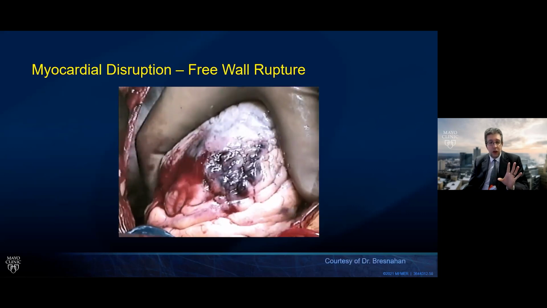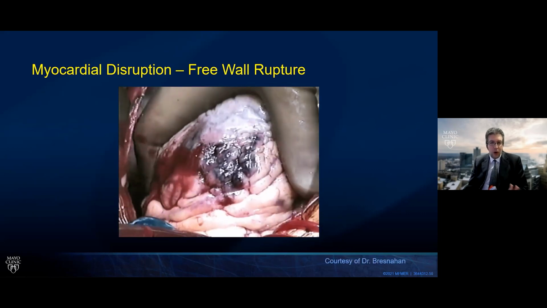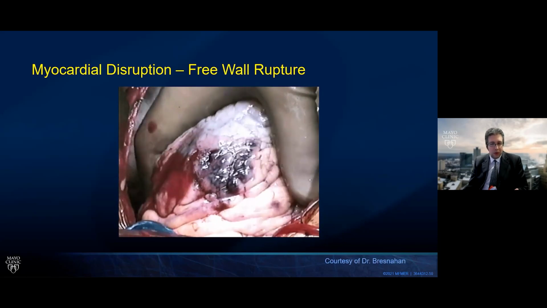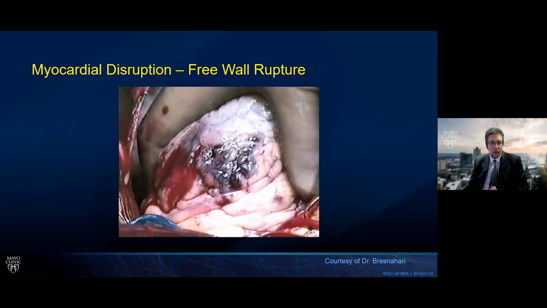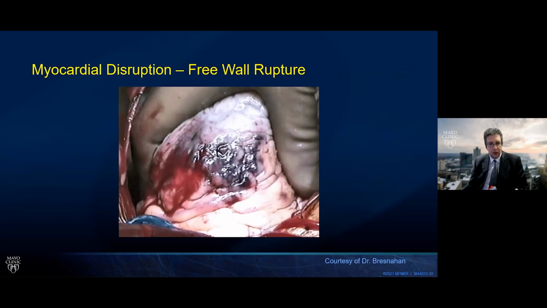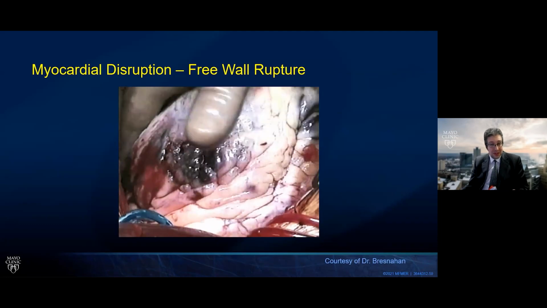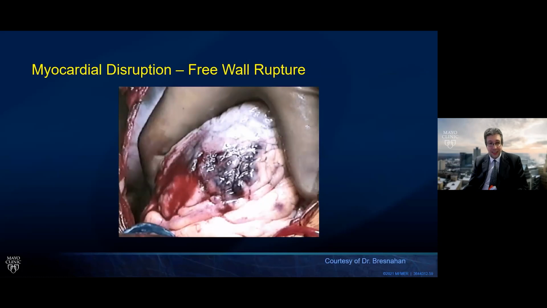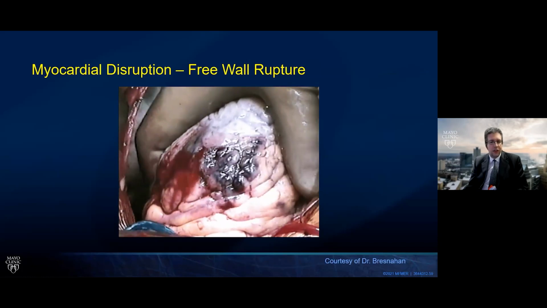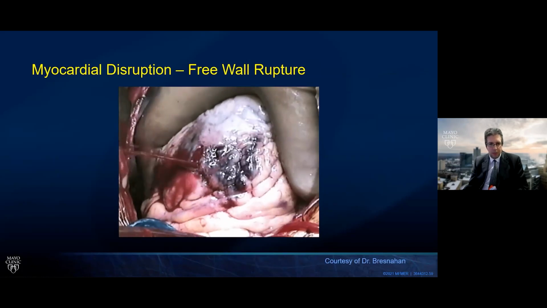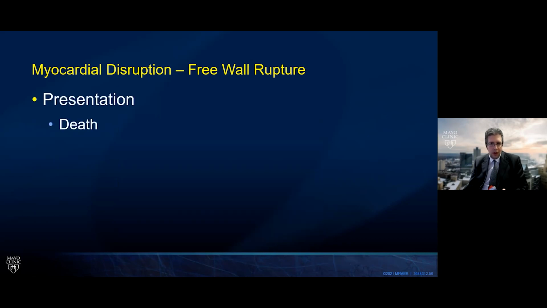A little bit of a graphic video here. Here we see a free wall rupture in an elderly woman presenting with her first anterior MI. This person was rushed down to the operating room. You can see the heart still beating. We've survived long enough to get them to surgery, but you can see how this could rapidly result in pericardial tamponade and patient death. Unfortunately, many times this presents as death.